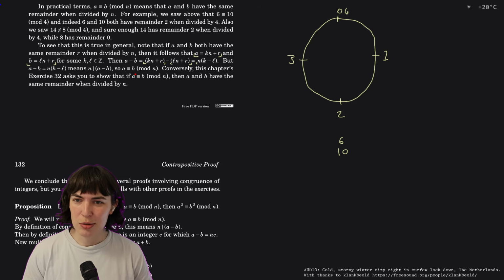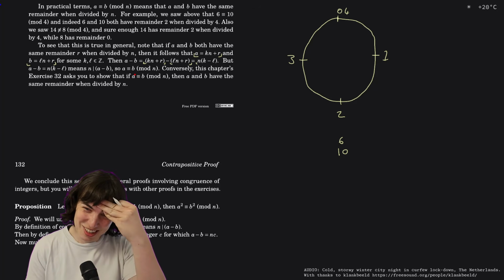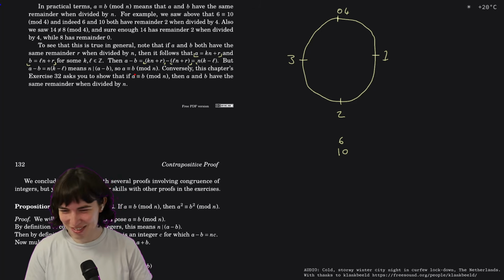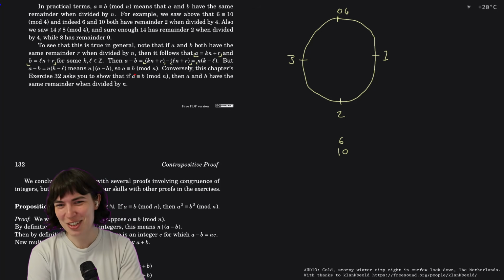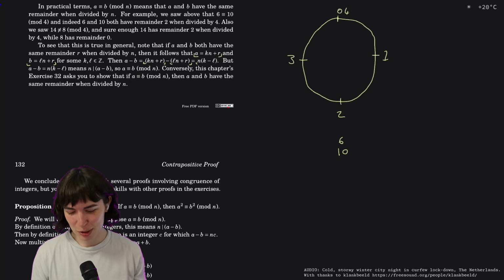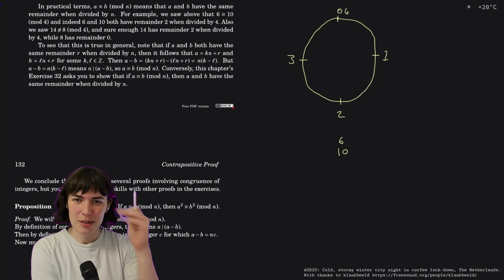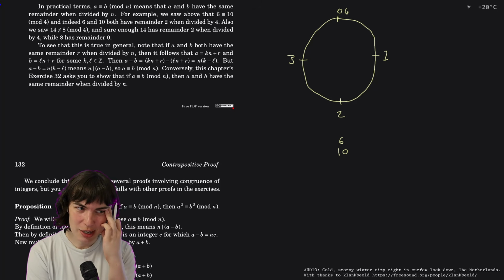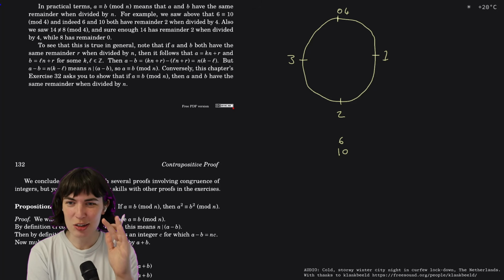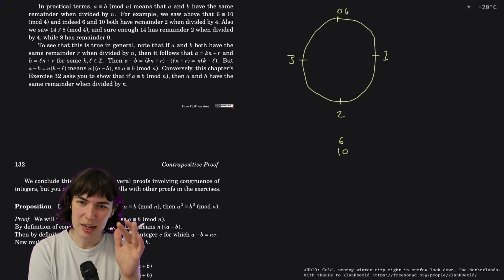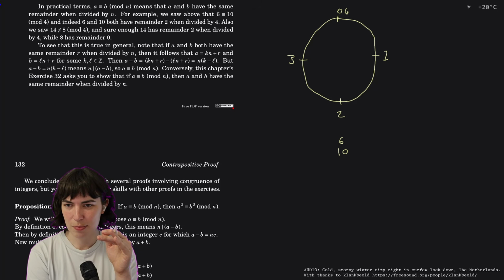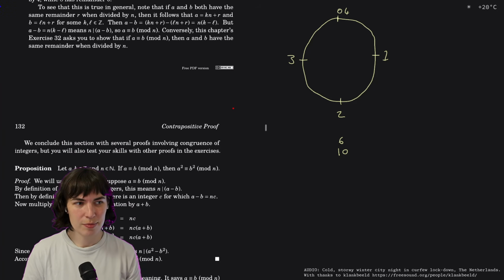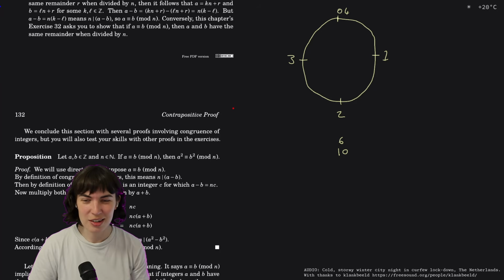Conversely, this chapter's exercise 32 asks you to show that if A is congruent to B mod n, then A and B have the same remainder when divided by n. Why are there so many? 32! Are you serious? Okay, makes sense. More exercises means more opportunity to learn. That's true.